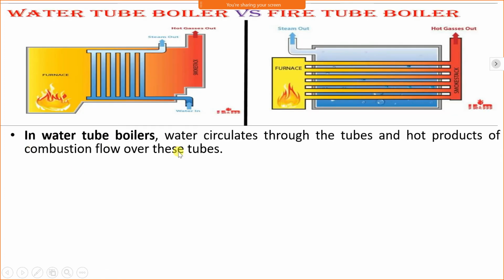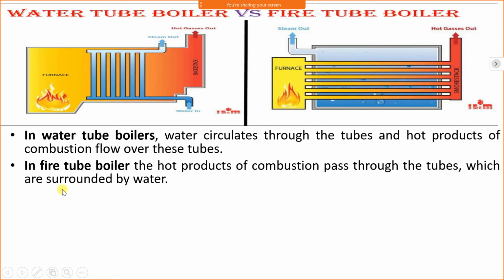Now in the water tube boiler, water circulates through the tube and hot products of combustion, meaning flue gases, flow over the tubes. Water flows through the tubes and hot products of combustion flow over the tubes. In the fire tube boiler, the hot products of combustion pass through the tubes which are surrounded by water.